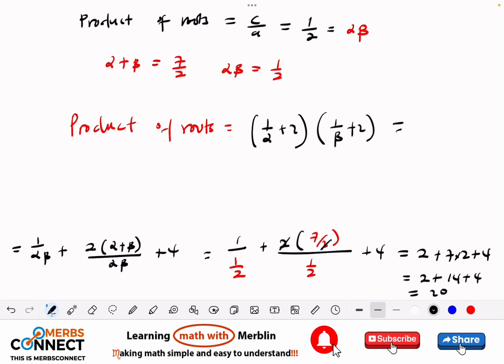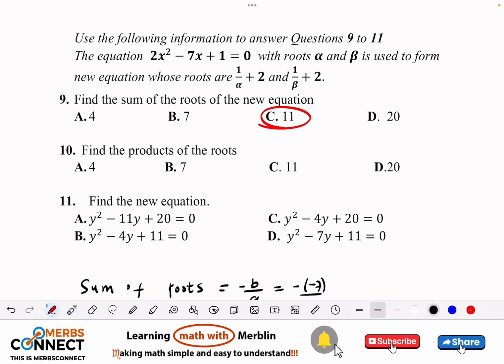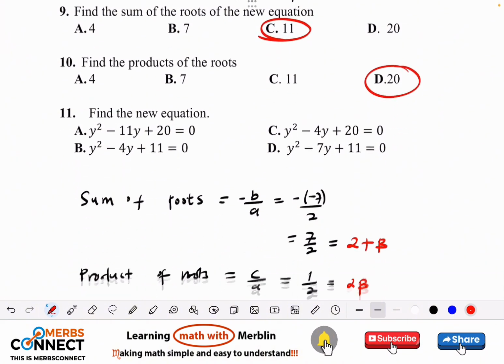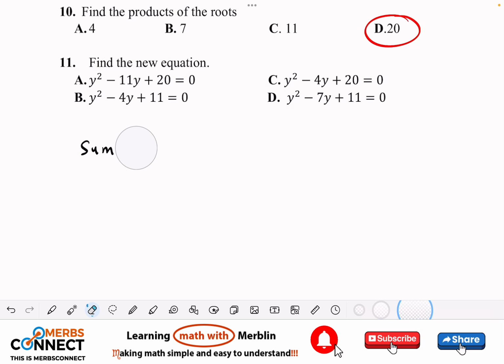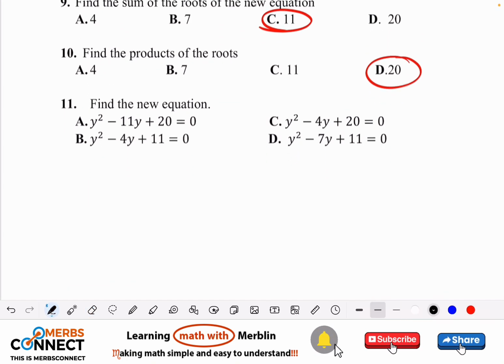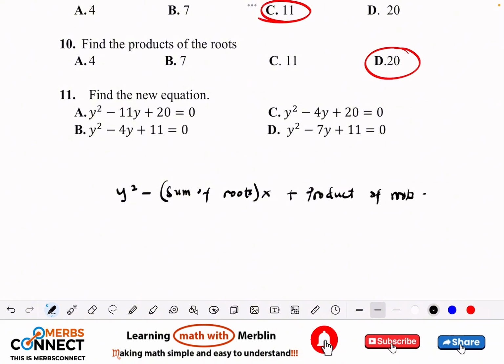So the product of roots is going to give us 20. So let's see, it is there. What is 20 here? The last question here is for us to find the new equation, right? So what is the new equation? Since this is y, we are going to say the new equation is y squared minus the sum of roots times y, plus the product of roots, which is equal to 0.